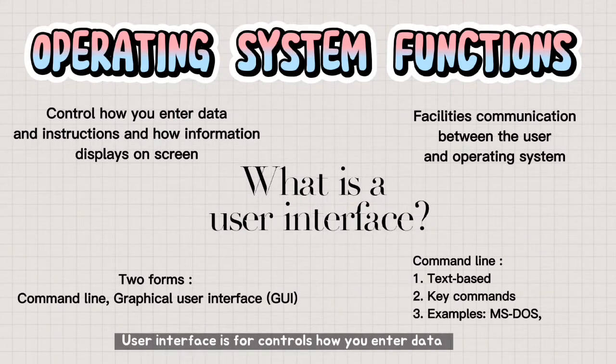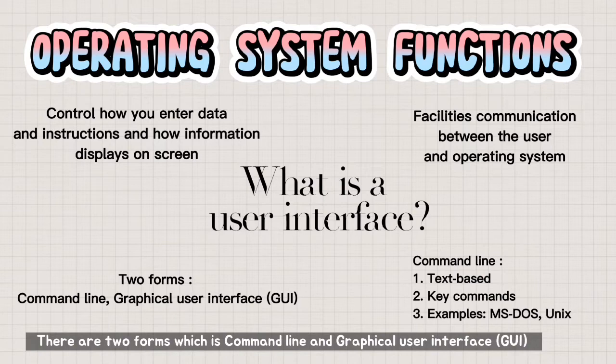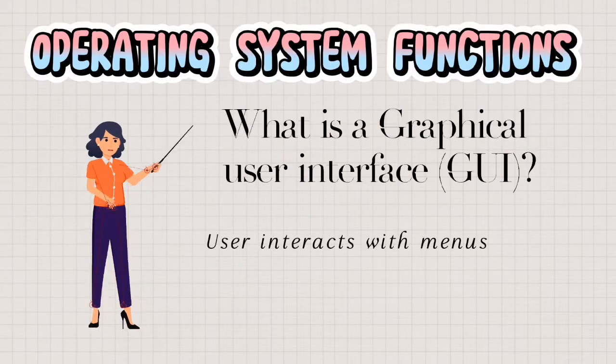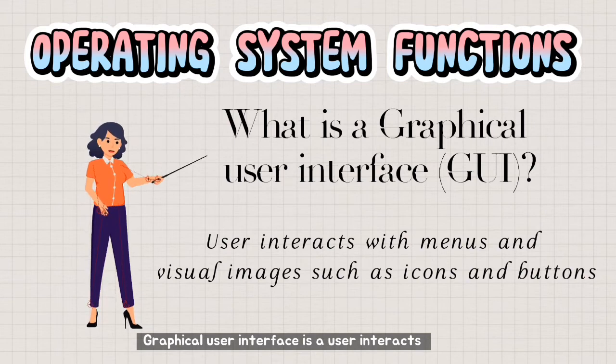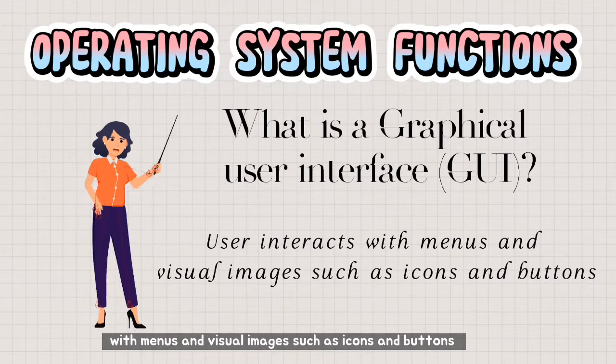User interface controls how you enter data and instructions and how information displays on screen. It also facilitates communication between the user and the operating system. There are two forms, which are command line and graphical user interface. The command line includes text-based key commands, for example MS-DOS and Unix. What is a graphical user interface? Graphical user interface is where a user interacts with menus and visual images such as icons and buttons.